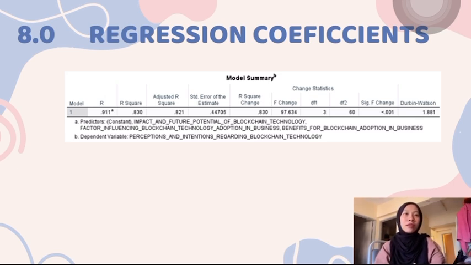Other factors, such as general influencing factors, B equal to 0.179, and impact and future potential, B equal to negative 0.043, did not show a statistically significant effect. The findings suggest that future potential or general discussion around blockchain are less persuasive compared to tangible, immediate benefits in business application.